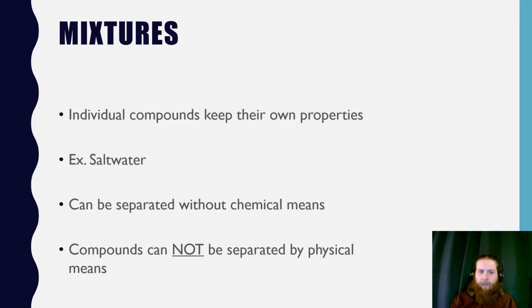In mixtures, individual compounds keep their own properties. For example, in salt water, we can separate salt water out without chemical means. We can boil off the water and get the salt. We can precipitate the salt out using a solution. Now, compounds, on the other hand, cannot be separated by physical means, so only mixtures can be separated by physical means.